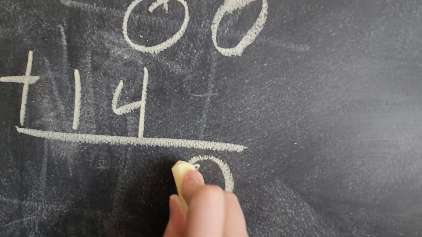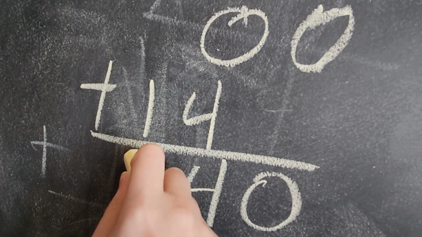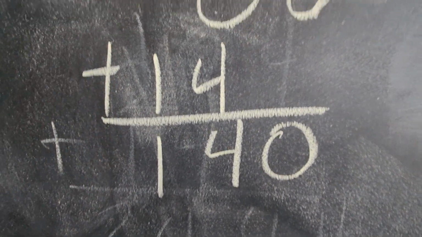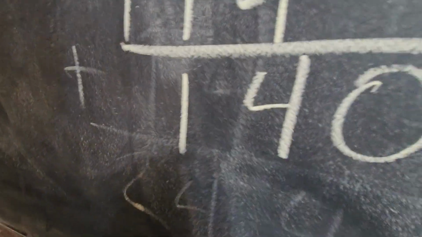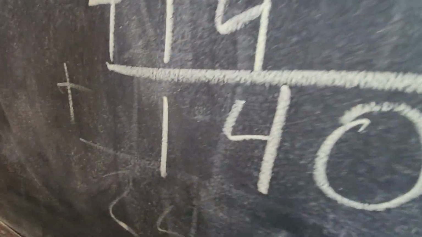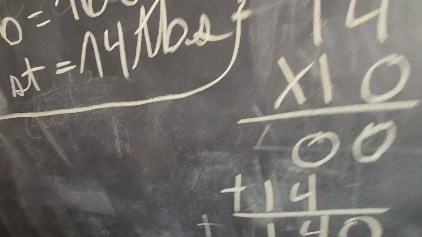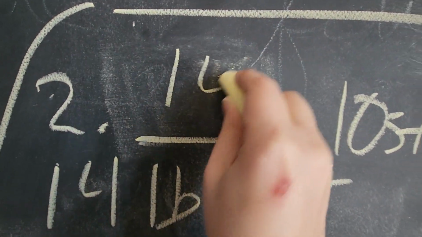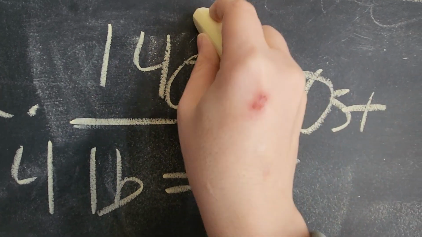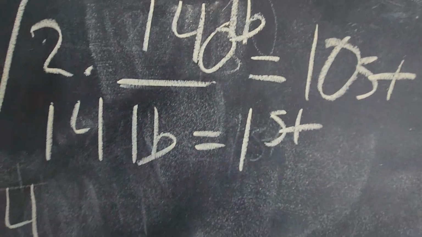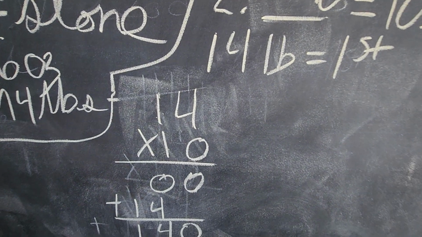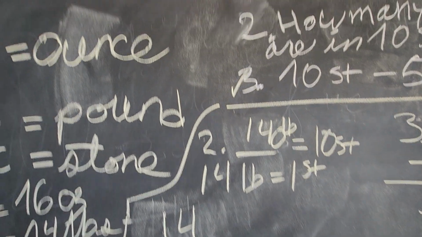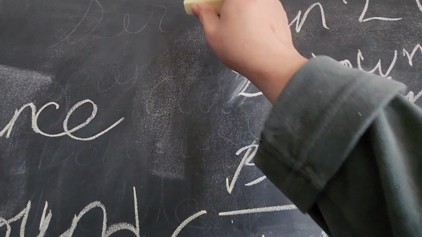That's 0, and that's 4, and that's 1. This number looks more correct. That's only because I've been playing with stones and pounds with weight. And I want to get down to 10 stone. So I think that's how that works, but I don't know how that works, if that makes any sense. So number 2 is done.